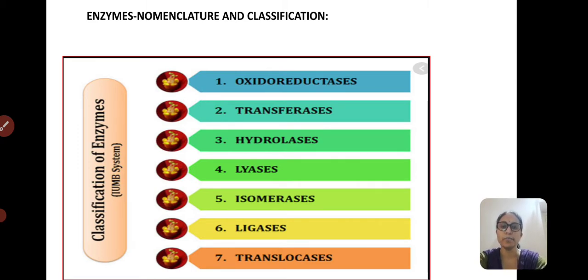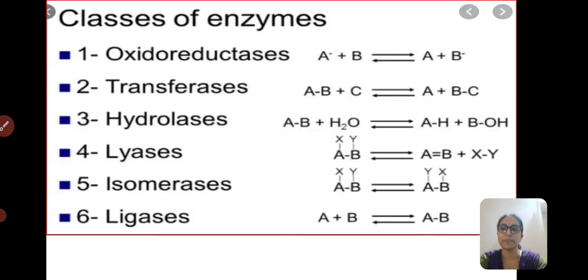We need to remember we also discussed there about the mnemonic, how exactly OTH LILT can be the easy mnemonic to remember this classification, which consists of oxidoreductases, transferases, hydrolases, lyases, isomerases, ligases and translocases. Let us see quickly what are the different types.